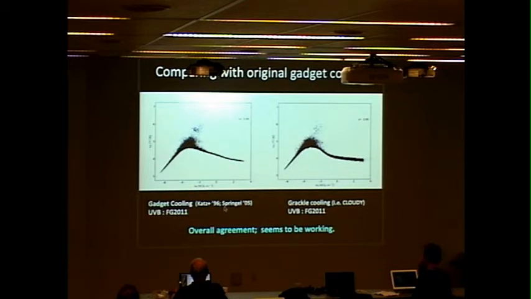This is the original Gadget cooling with the Faucher-Giguère 2011 tables. And then this side is the Gadget cooling using Cloudy. So there are some differences. You see these features, for example, here there's a little bit of a thickness difference, and there's a little bit of a shape difference here. But overall, I think it's reasonably similar, and I think we can say it's working.